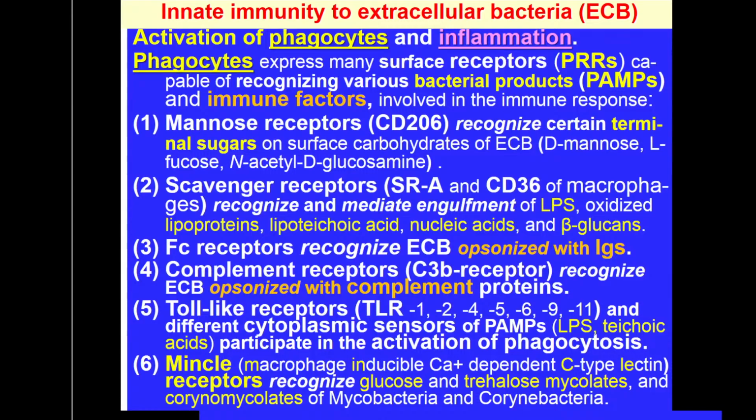Immunity to extracellular bacteria is associated with activation of phagocytosis and inflammation. Phagocytes express many surface receptors for foreign molecules. They are named pattern recognizing receptors, you know. The ligands for these pattern recognizing receptors of human cells are pathogen-associated molecular patterns, or PAMPs.